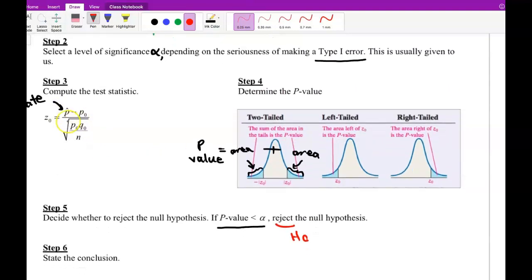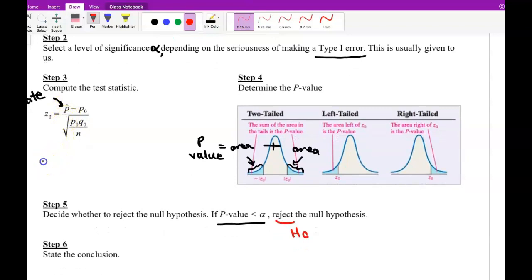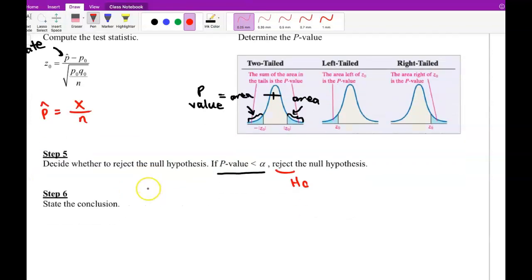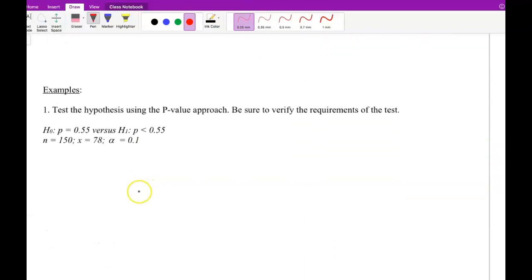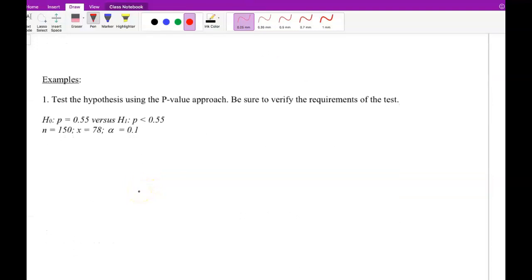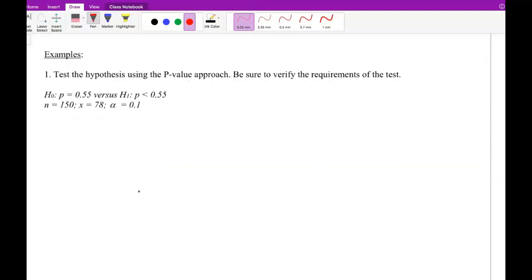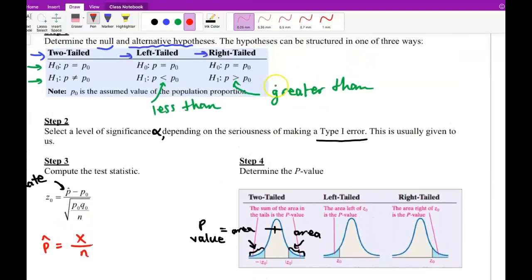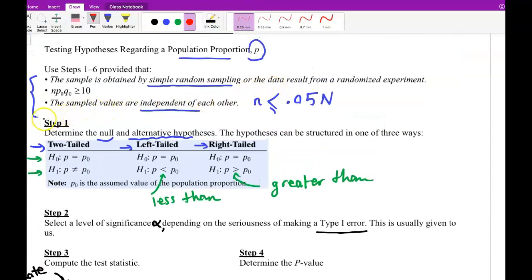Okay, so let me just again recall what p hat was. P hat was x divided by n. So this is the point estimate of p, the population proportion. Then next we have an example related to that part. Test the hypothesis using the p-value approach. Be sure to verify what that means. We're going to have these 3 steps on top before starting these 6 steps.